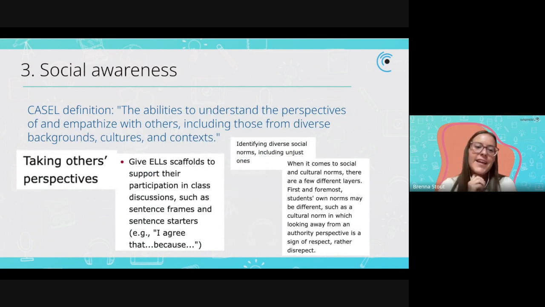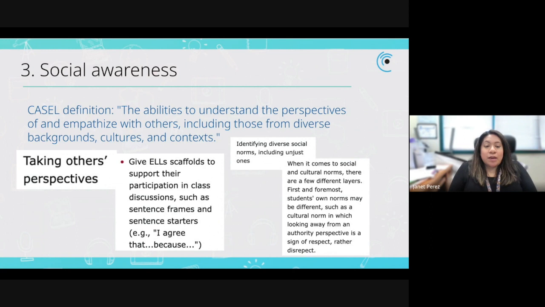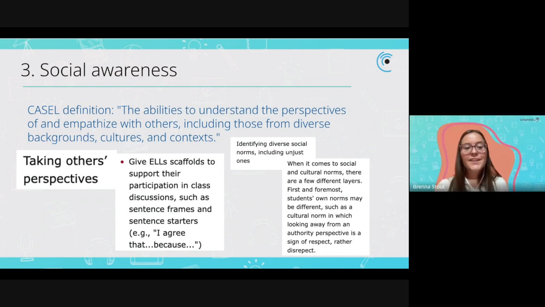Our next one is social awareness. So once students are able to be self-aware, self-managed, then we want to build some social awareness. Janet, could you read this definition to us, please? Yeah. So the abilities to understand the perspectives of and empathize with others, including those from diverse backgrounds, cultures, and contexts. Thanks so much. Yeah, so really being able to take an understanding of others' perspectives.